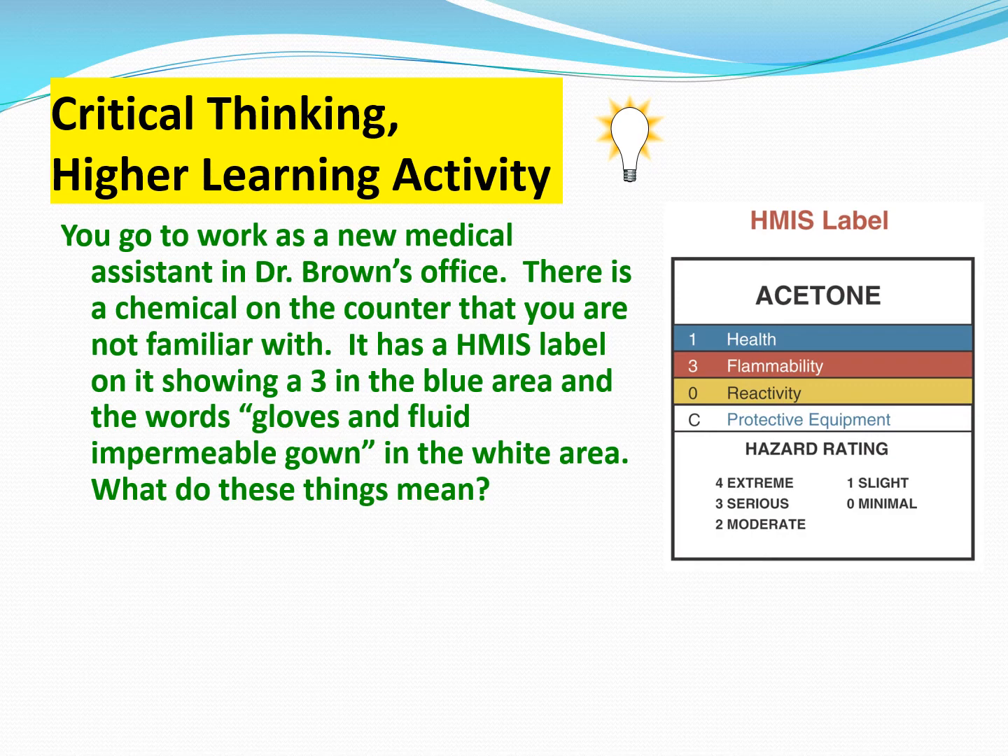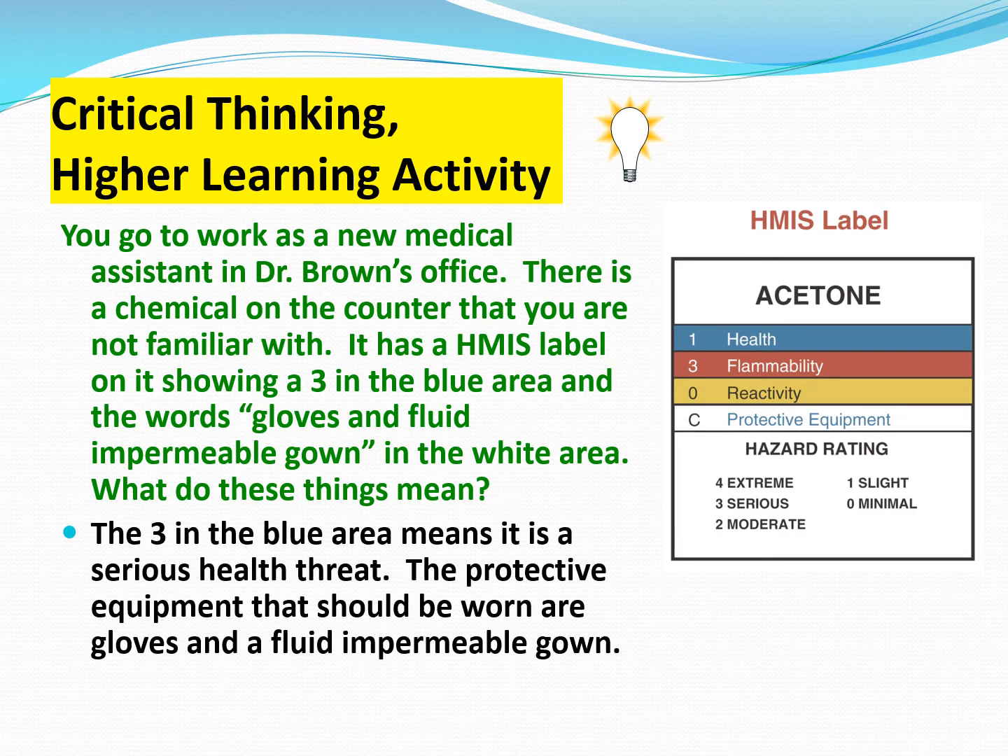You guys take a minute to pause these slides and make sure you're getting the right answer. This is a really good tool to study by. So pause it now and see if you answer these right. Okay, so if you paused it and you said to yourself that the 3 in the blue area means that it is a serious health threat to me while using this chemical, and the protective equipment that should be worn are gloves and a fluid impermeable gown, then you answered this question correctly.